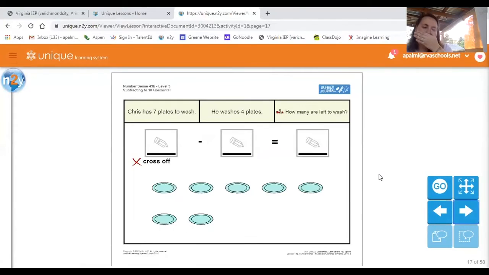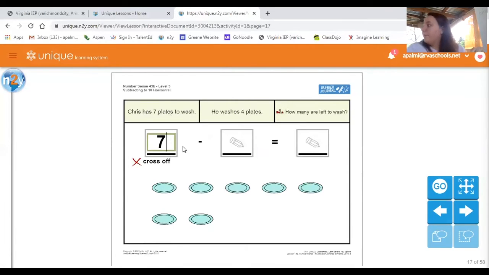Okay, here is our next problem. Chris has 7 plates to wash. So I'm going to find the number 7 on my keyboard and touch it with my finger. Beautiful job. Okay, now I need to count to 7 because that's how many plates I'm starting with.